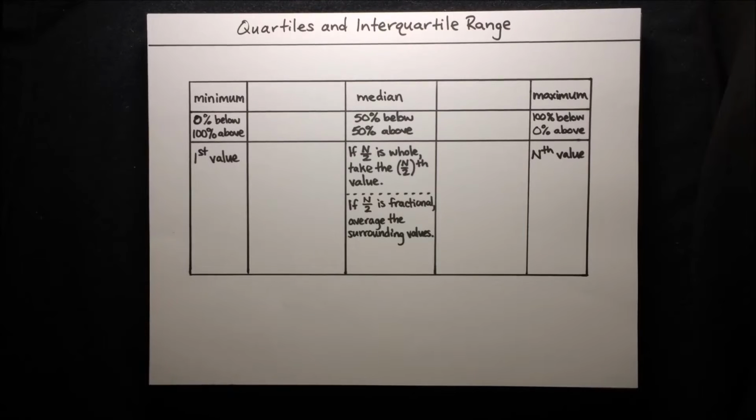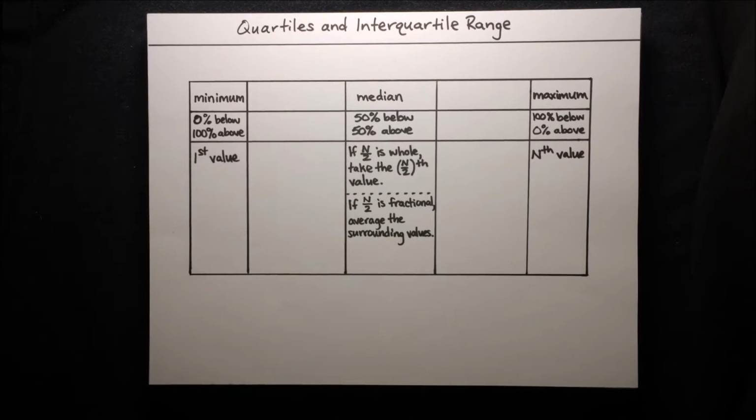In this video, we're going to learn about quartiles and interquartile range. Quartiles and interquartile range are both metrics on a dataset, and we already know a few metrics on a dataset. So let's briefly review those few metrics that we know so that we can set the stage to introduce quartiles and interquartile range. First of all, there's the minimum.